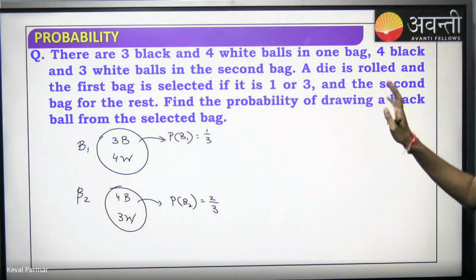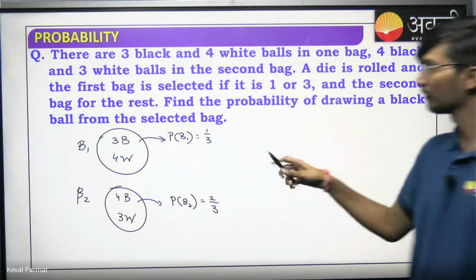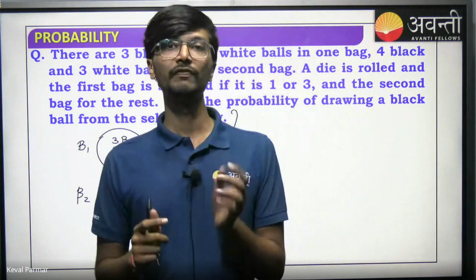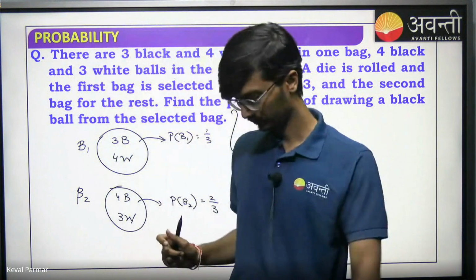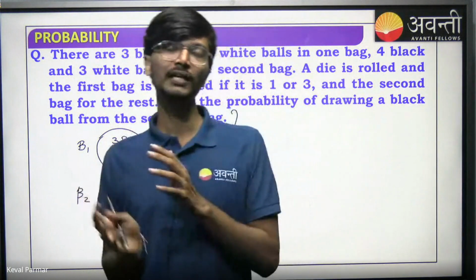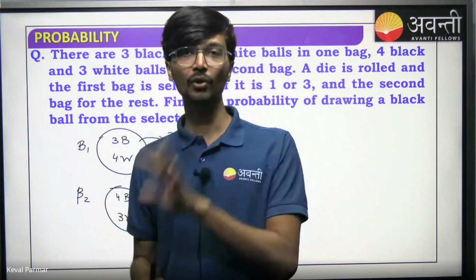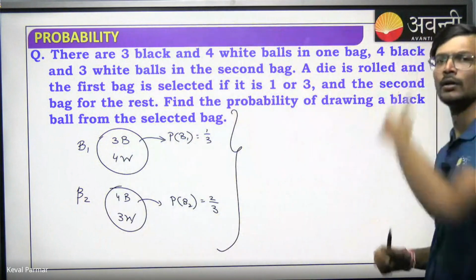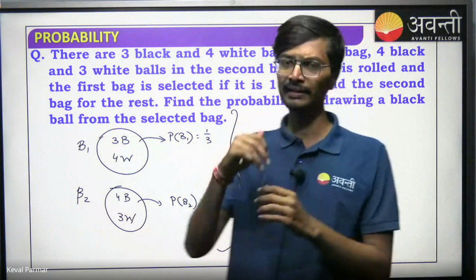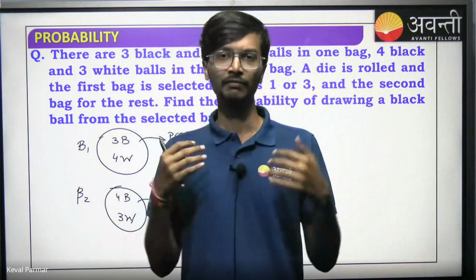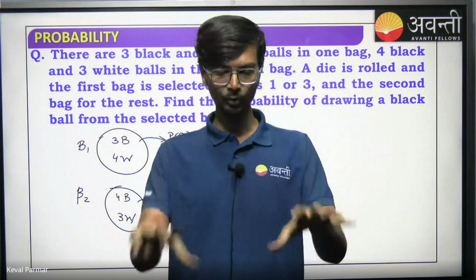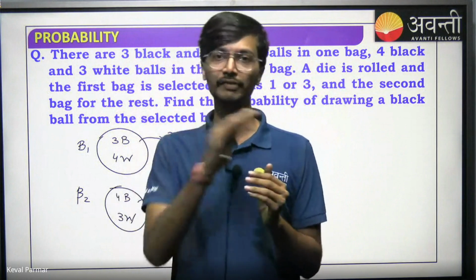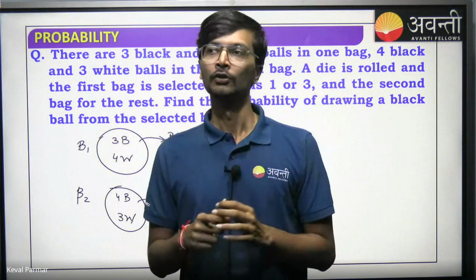Next, find the probability of drawing a black ball from the selected bag. Now, if you understand logically, a black ball can be drawn from either of the two bags. If I think of it as a real life case, when I go to select a black ball, there will be two bags in front of me, bag 1 and bag 2. So first, I need to select which bag I am going to select, right?